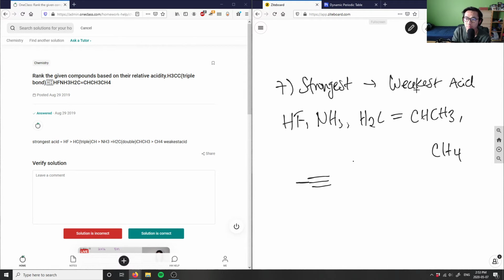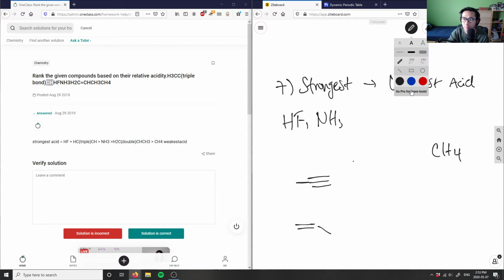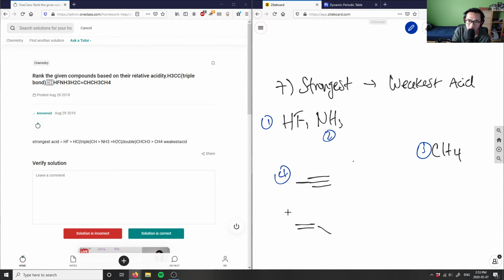Okay, so let me draw this out here. I have a double bond here, and then it's bonded to 1, 2, and then it's bonded to a methyl group here. So that's this one here. I can erase this, and then I have these ones here. So I have basically these 5 compounds. Let me draw this in blue: 1, 2, 3, 4, and 5.